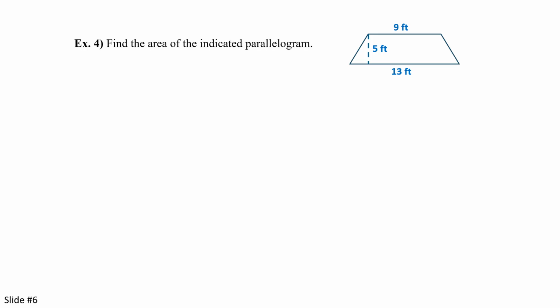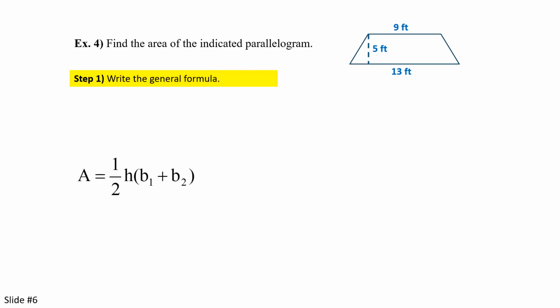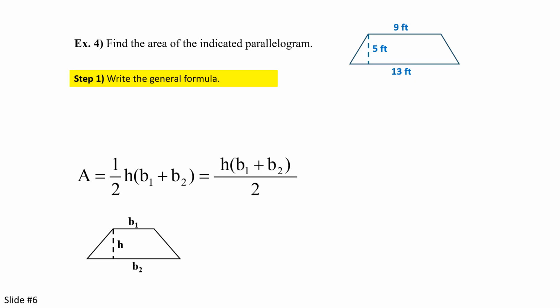Example 4. Find the area of the indicated parallelogram. We're given the top base 1 is 9, base 2, the bottom, is 13, and the height is 5. Write the general formula. The area of a trapezoid, this happens to be a trapezoid, is 1/2 the height times the sum of the two bases. That's what the picture would look like for a trapezoid. I prefer to write it this way, which will be on the formula sheet that we provide: height times the sum of the bases, all divided by 2.